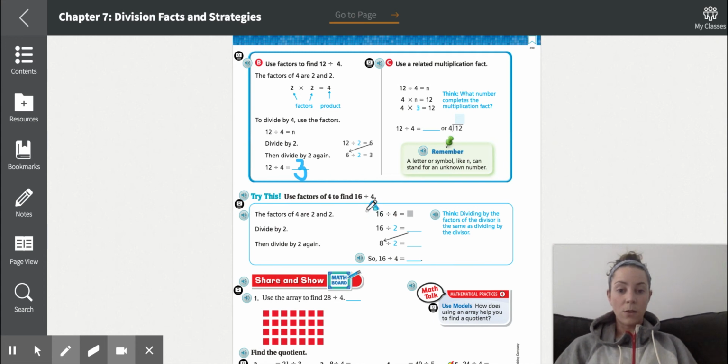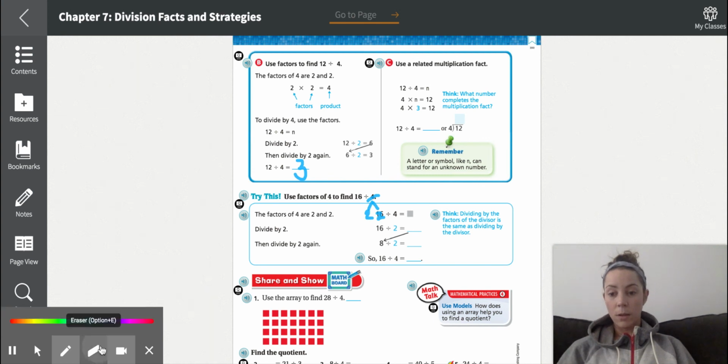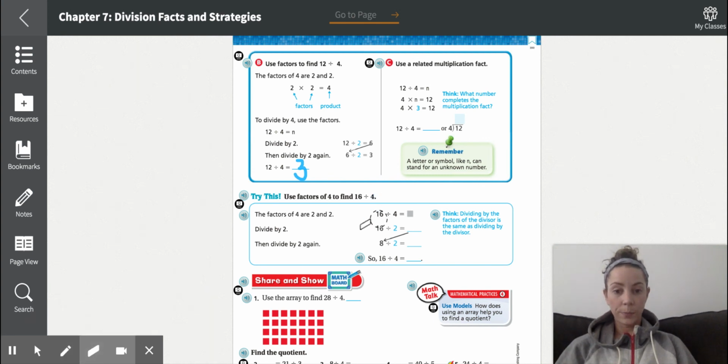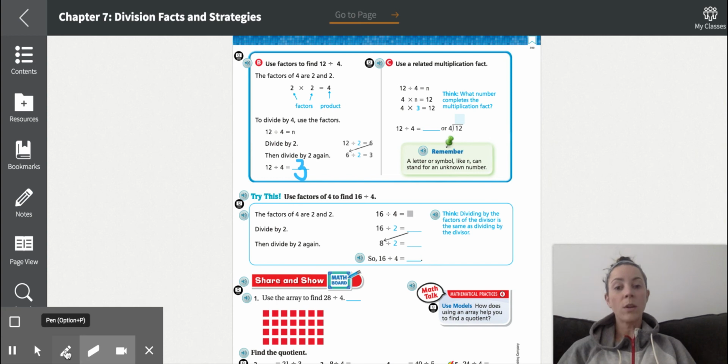It makes a 2 and a 2. So instead of dividing by 4, divide by the 2, get your answer, and then divide by the 2 again. So I'm going to erase that just so we have space here. So see if you can try that yourself. Pause the video right now, try that, and then start the video again to see how you did.